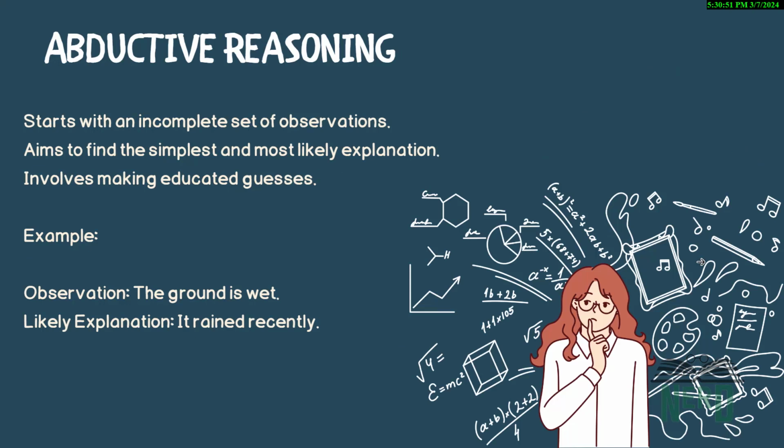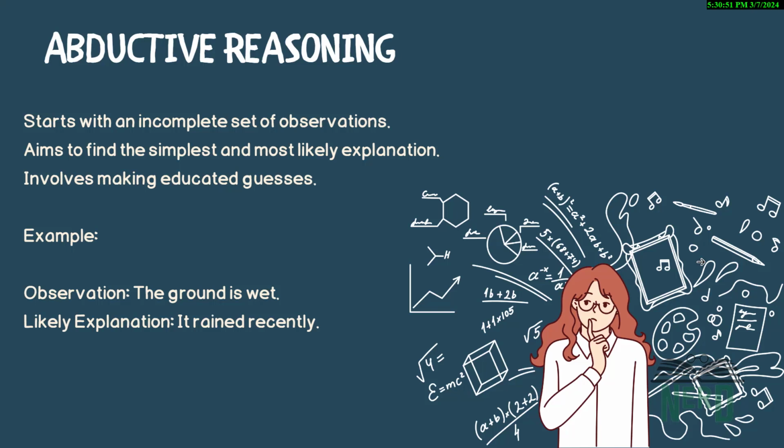So let me tell you about abductive reasoning here. Abductive reasoning is a bit like making your best guess. You see some evidence or clues, and then you come up with the most likely explanation, even if you're not 100% sure. It's like being a detective who has to make a quick decision with whatever information they have.